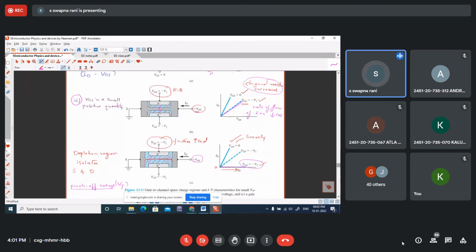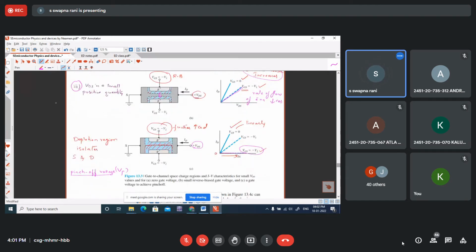And if you further increase the negative voltage on the gate, at a certain negative voltage the channel is completely filled by the depletion regions, and source and drain are completely separated by this depletion region. So there is no path for the charge carriers to move from source to drain. Even though there is a positive potential at the drain, no charge carriers will be reaching the drain.